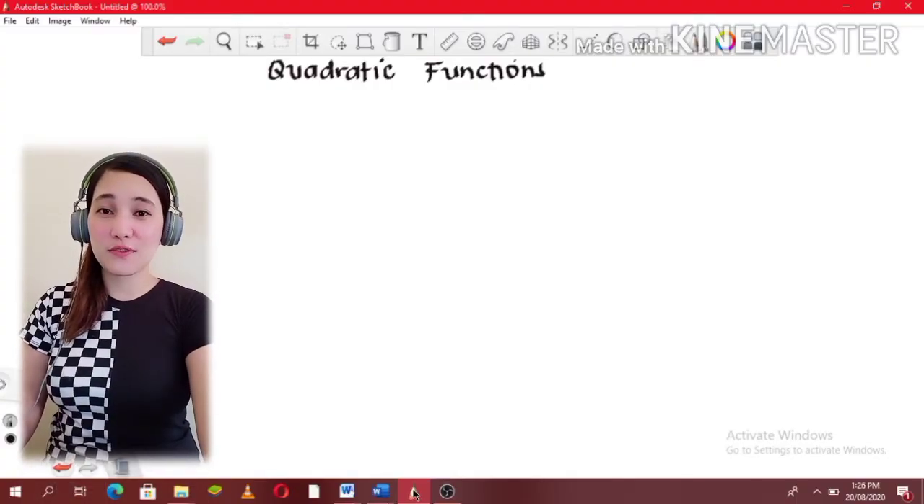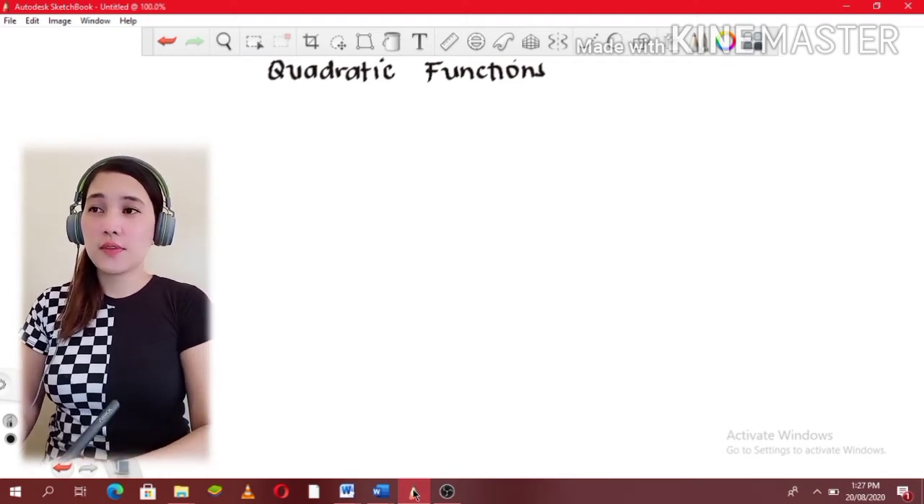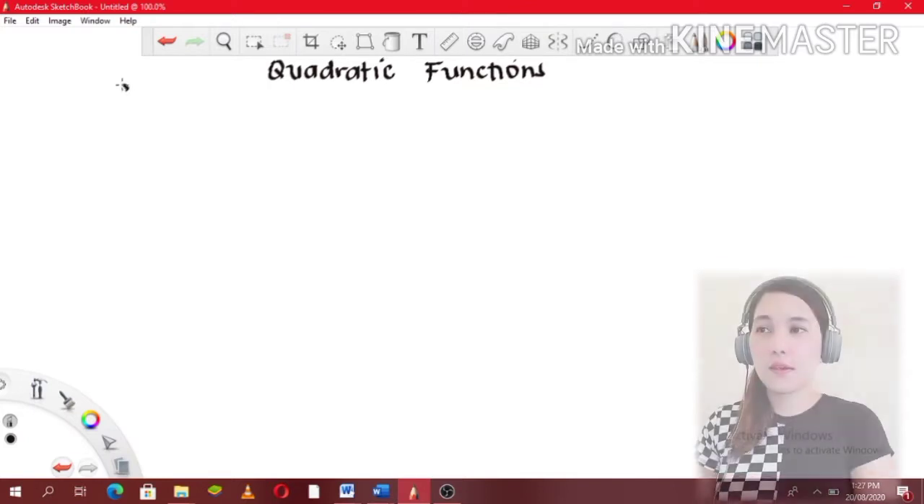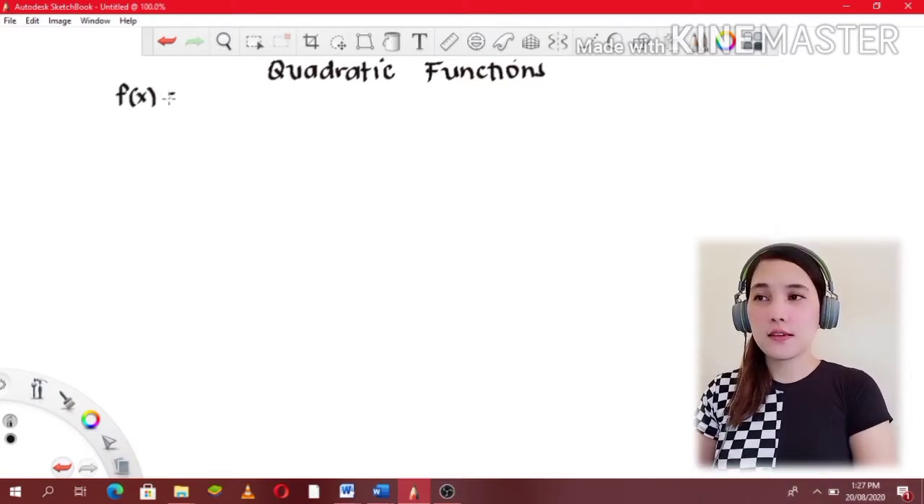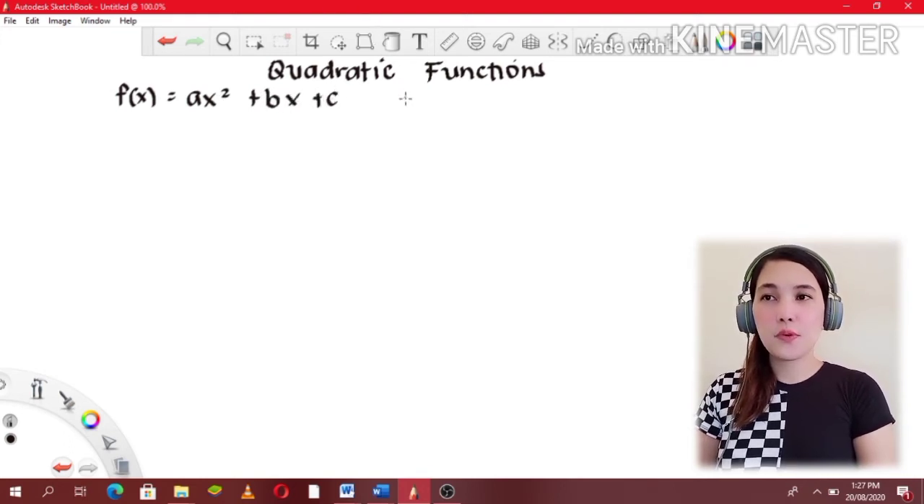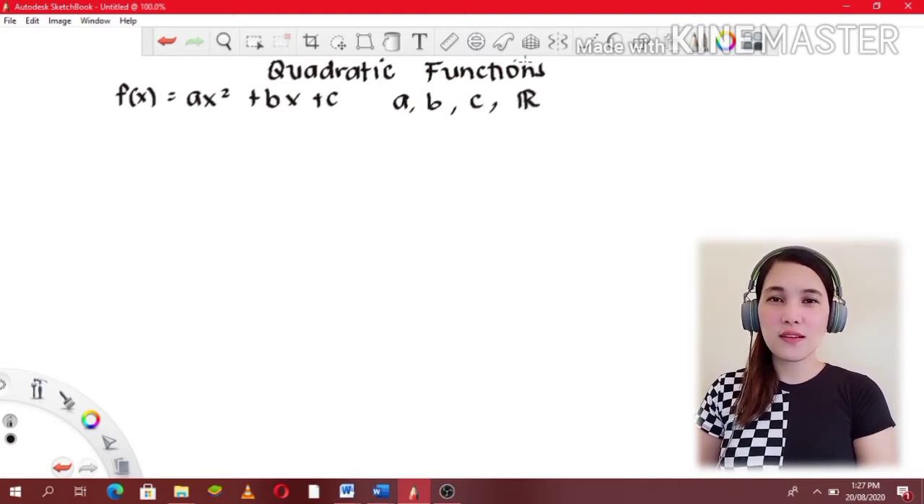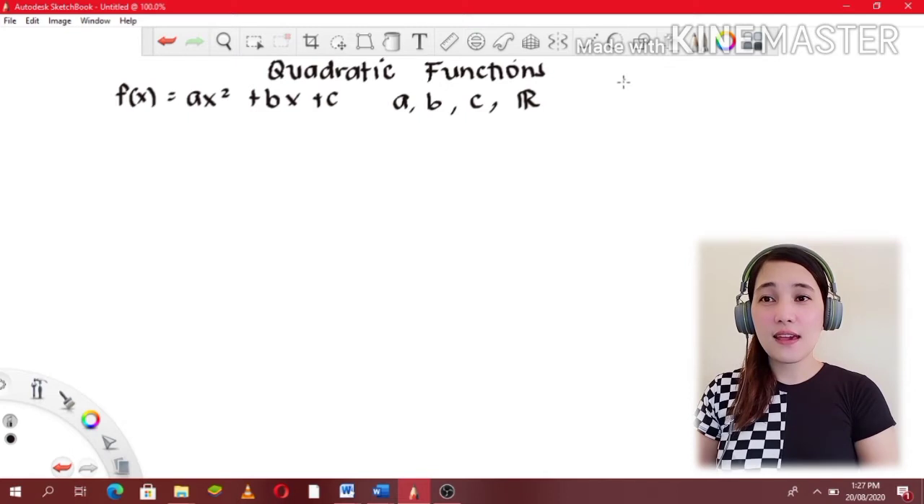Discuss about quadratic functions. A quadratic function is a nonlinear function in the form f(x) = ax² + bx + c, where a, b, and c are all real numbers. When we say real numbers, a, b, and c can be any number on a number line. And a should not be equal to 0.